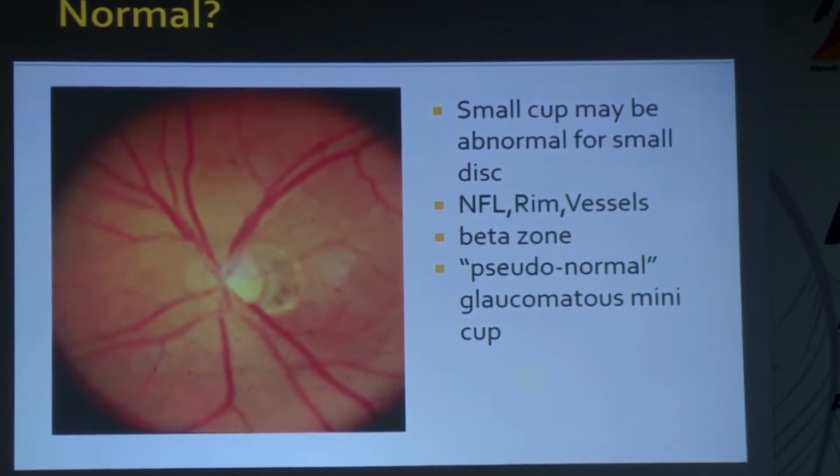So what you need to concentrate upon is the nerve fiber layer defect, the neuroretinal rim, and the vessels. Over here, you can see there is an absence of the inferior neuroretinal rim, and there is a very evident beta zone. So this is basically a pseudo-normal glaucomatous mini cup.